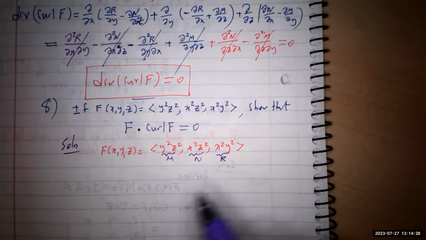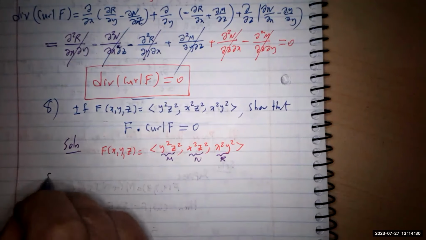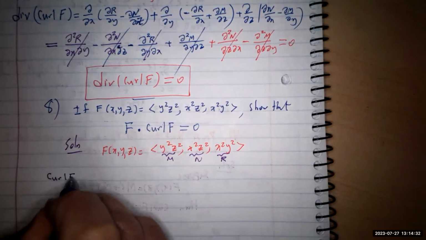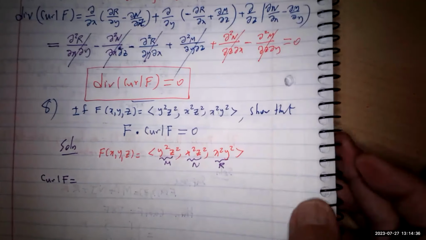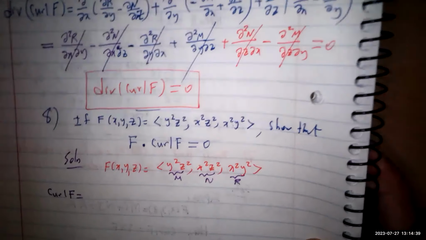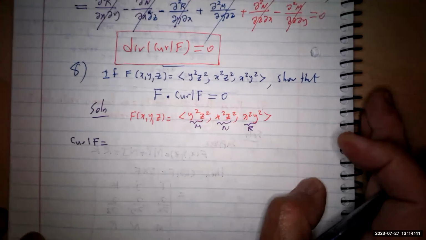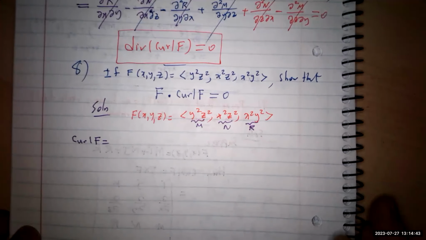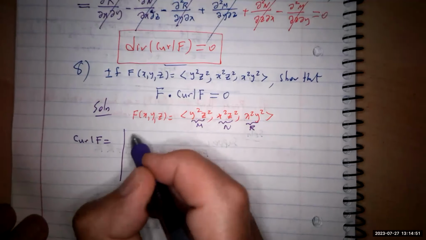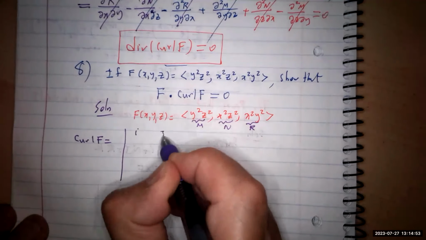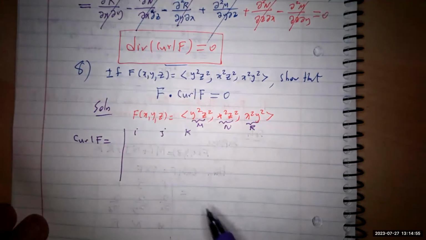Okay, so this is it. And the curl of F. You can write it down in matrix form if you like to find it, or just use that formula. So you have 2 different options to do it. One option is with the matrix, which is easier. This is i, j, k.